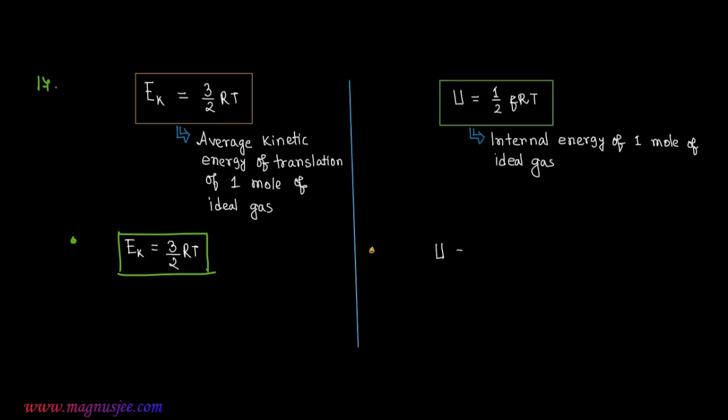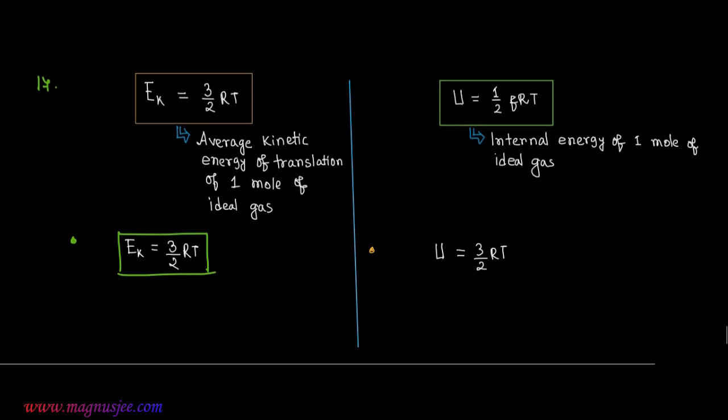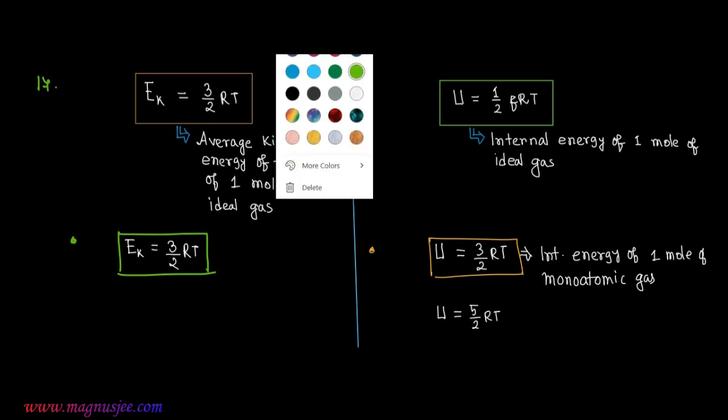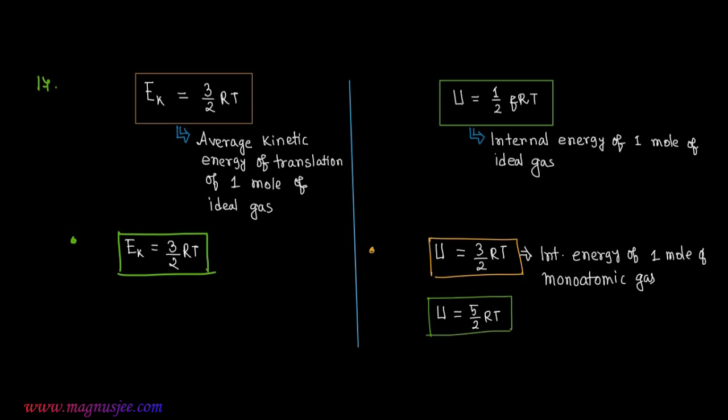Whereas the internal energy of 1 mole of gas is equal to 3 by 2 RT for monoatomic gas. U is equal to 3 by 2 RT, that is the internal energy of 1 mole of monoatomic gas. And U will be 5 by 2 RT, that is the internal energy of 1 mole of diatomic gas.